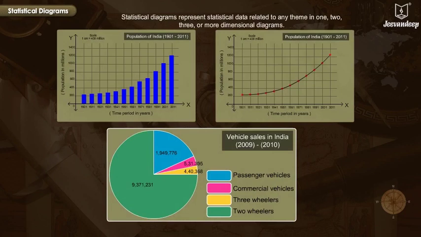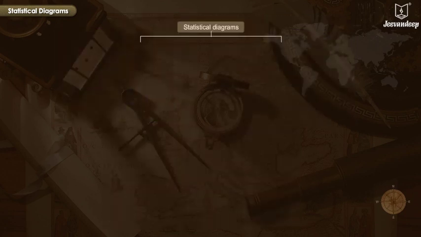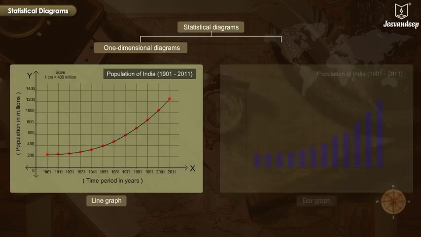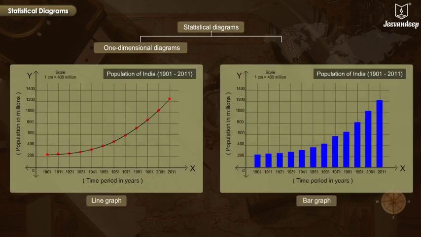Statistical diagram. Statistical diagrams represent statistical data related to any theme in 1, 2, 3 or more dimensional diagrams. These can be of two types. A. One-dimensional diagram. Many points joined together to form a line making a one-dimensional diagram. Examples of one-dimensional diagrams are line graph and bar graph.